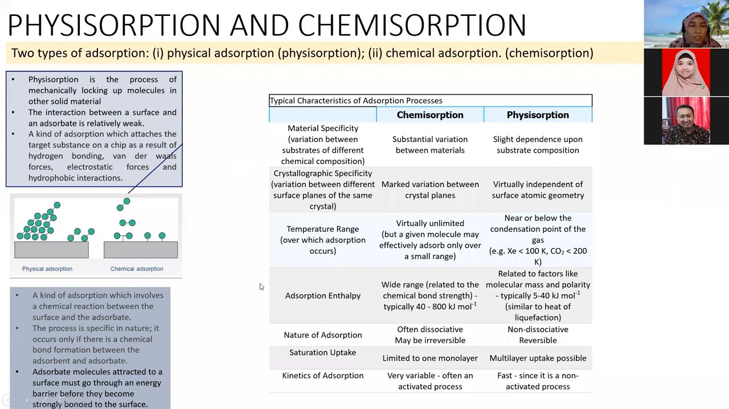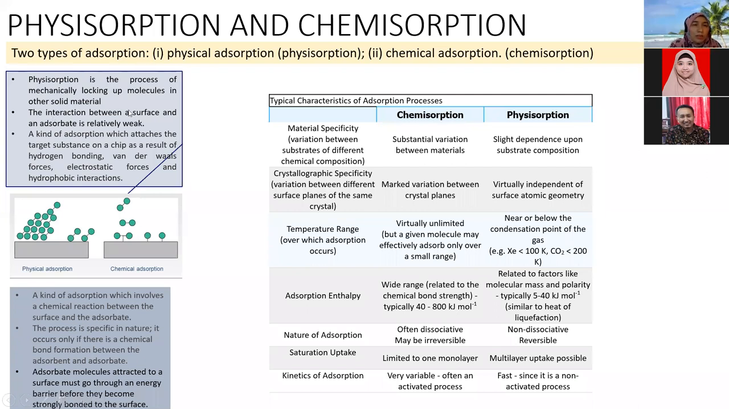So there are two types of adsorption of the molecule to the surface, what we call physical adsorption and chemical adsorption. Physical adsorption is the process of mechanically locking up molecules in other solid materials. So the material is attached to the surface. This is the substrate. This is the surface, this is the substrate, the thing that we're going to put something on.